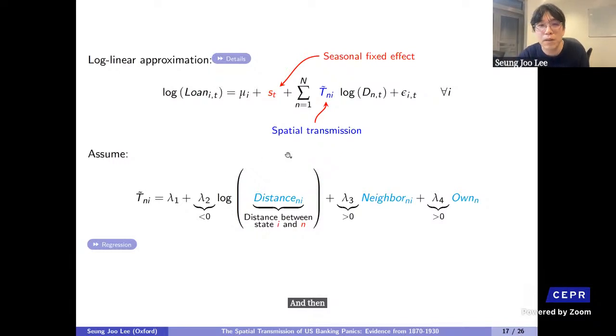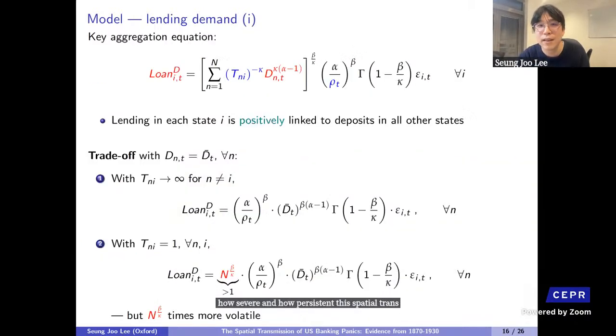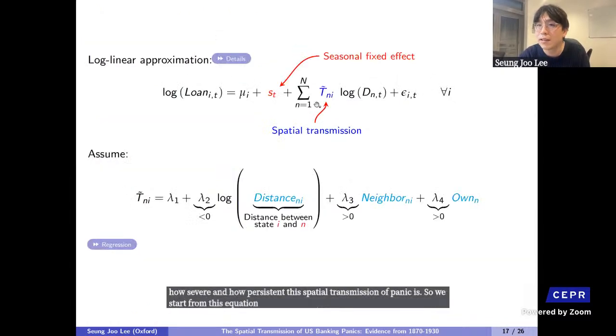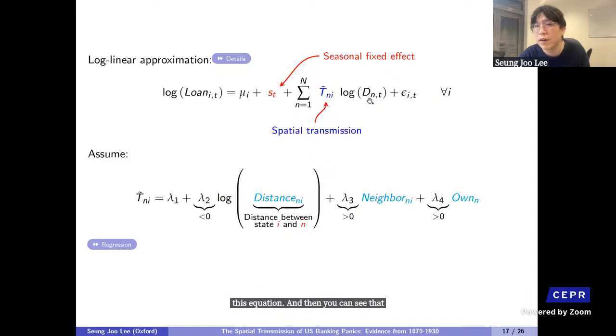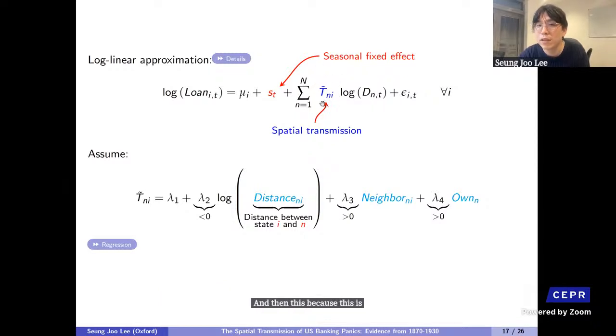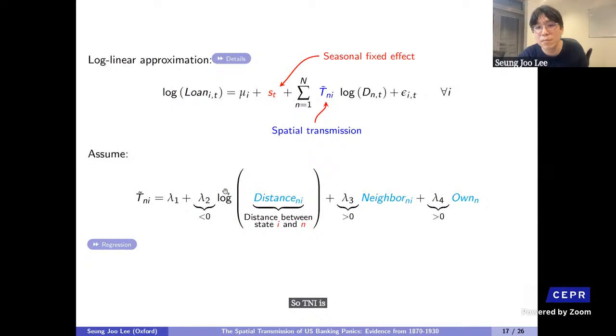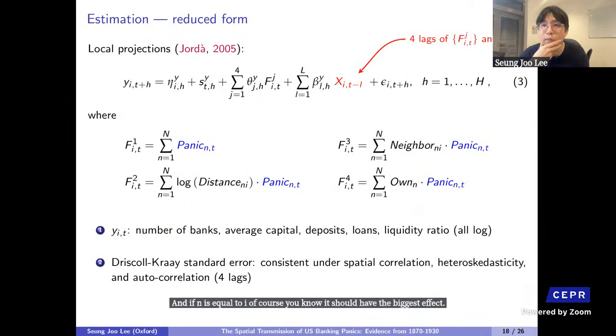And then in the rest of the paper, we estimate how severe and how persistent this spatial transmission of panic is. So we start from this equation and we linearize it. Then you can see that there is some effect from deposit in state N to loan in state I. Because this is transaction cost, we assume that it depends on the geometry of state N and state I. So T_NI is assumed to follow this formula. Distance between N and I should have an effect. Once N and I share a border, there must be a bigger effect. And if N is equal to I, of course, it should have the biggest effect. Here's the reduced form regression we do to get the quantitative effect of spatial transmission.